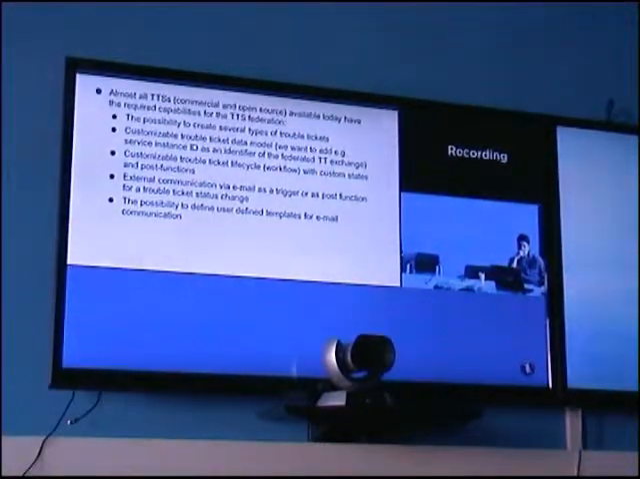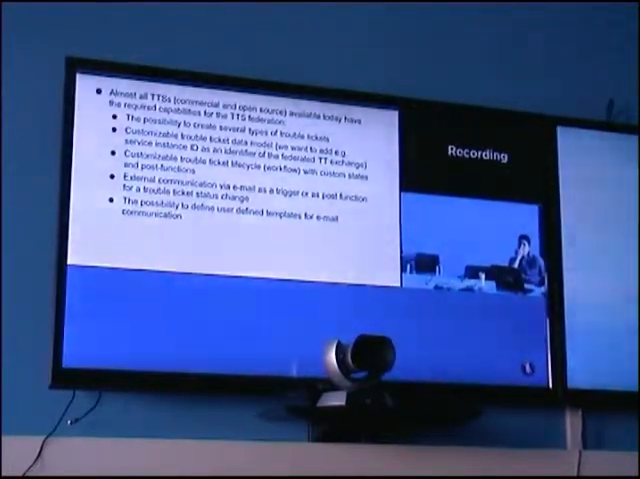So what are the features and the capabilities of a trouble ticketing system that should exist in order to be able to create this solution? These are these 5 bullets. The possibility to create several types of trouble tickets. The possibility to customize the trouble ticket data model to put some new kind of data, for example, service instance ID as a key to the FSI component and as a key to follow the workflow of a trouble ticket. Then a customizable trouble ticket lifecycle, the ability to create new states and to create this workflow. The external communication using email, this is something that all of you, I suppose, know the trouble ticket system can do. And the possibility to create user-defined templates for email communication.